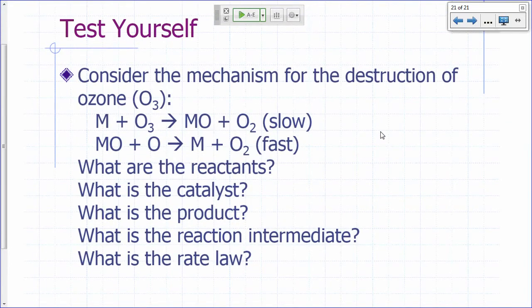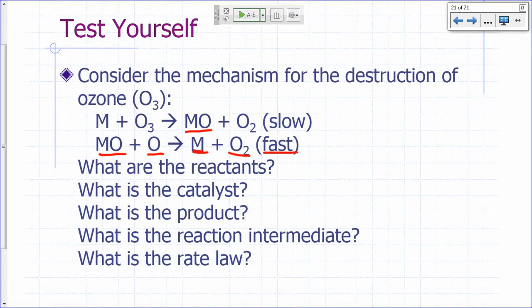Here's a mechanism for the destruction of ozone. Proposed mechanism. You have a molecule M that collides with an ozone molecule, gives you MO plus O2. Okay. So M here could be any molecule. Right. And then you have the MO here collides with an oxygen atom to give you back M and O2, and that's a fast step, and it re-releases the M.